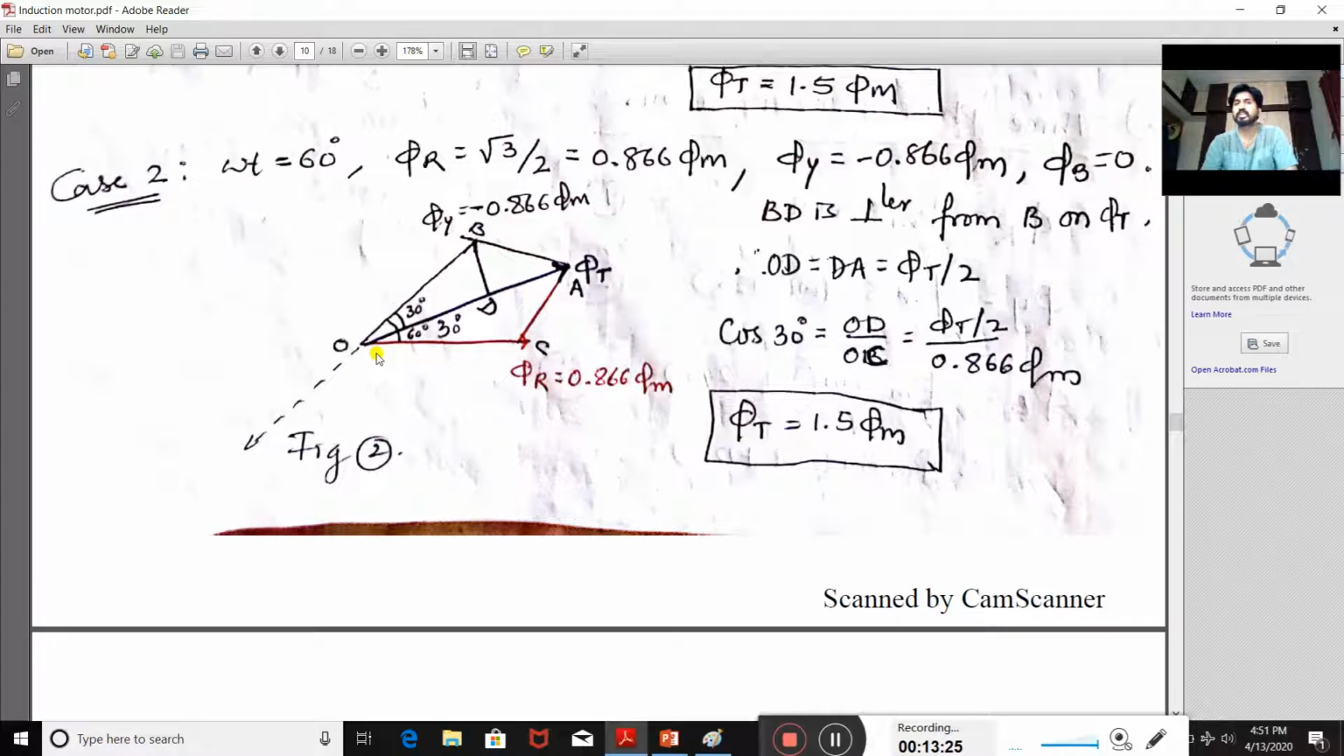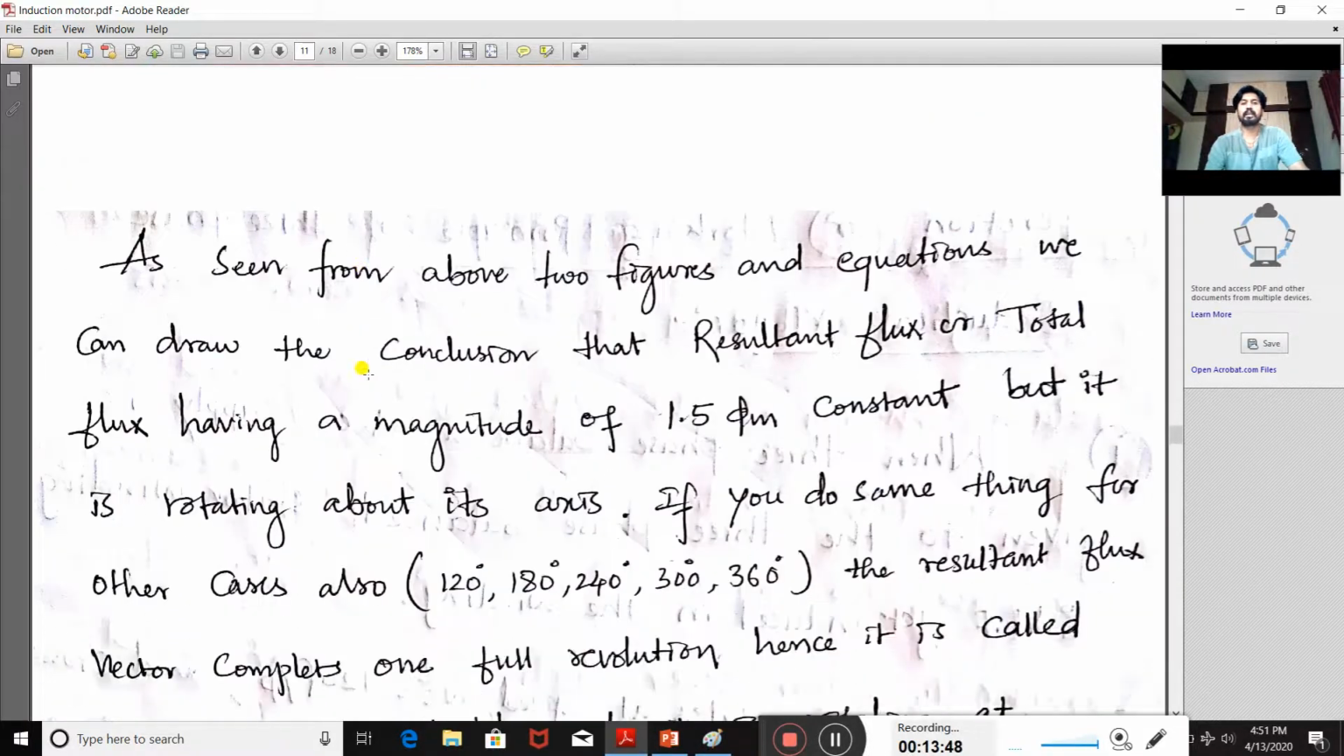It is not stationary and it is not alternating. It is rotating in nature. It is rotating about its axis. It is rotating in space. Hence, we say that the magnetic field produced in the stator winding is rotating in nature. Hence the name rotating magnetic field.